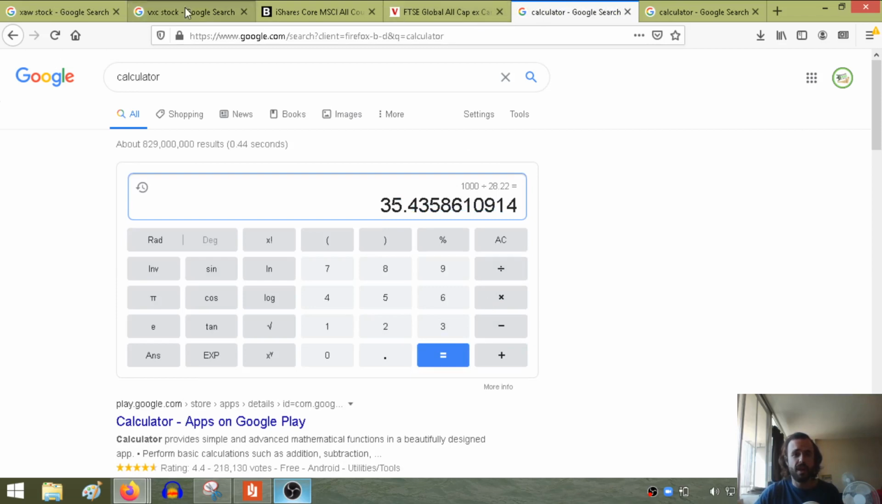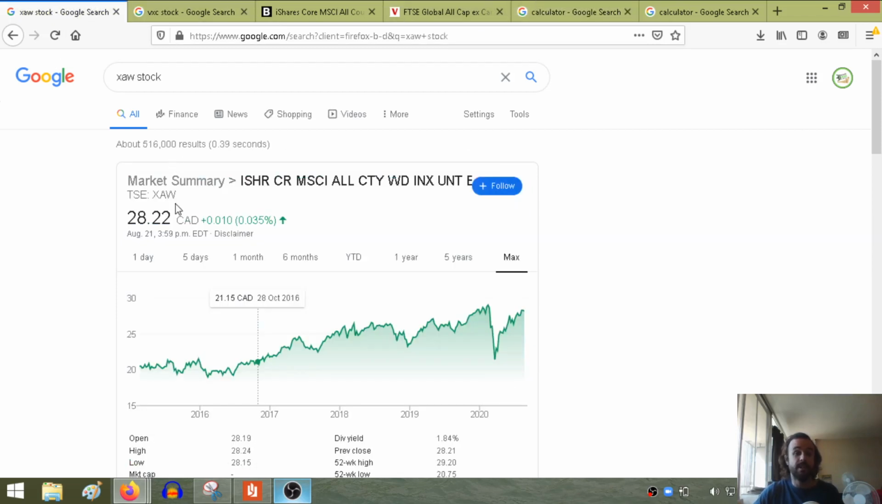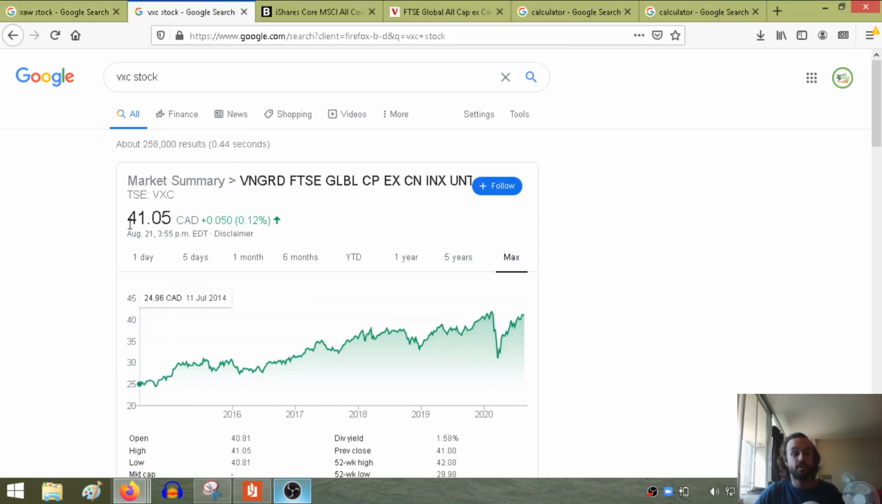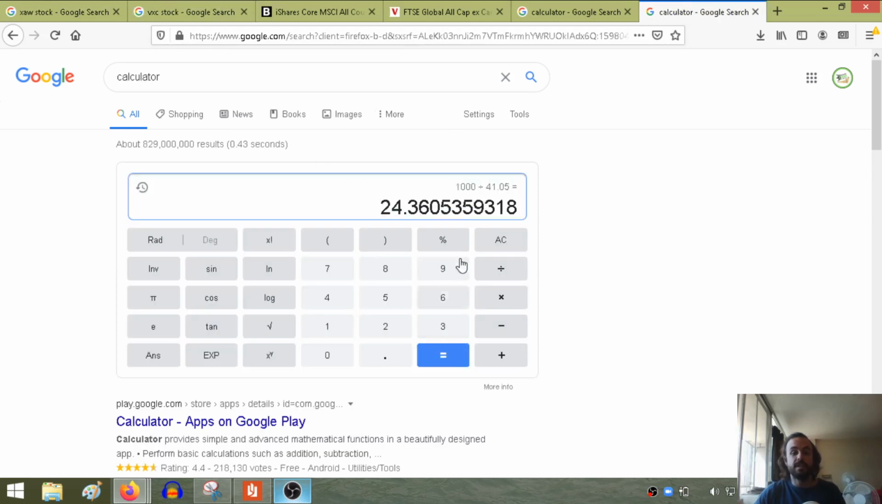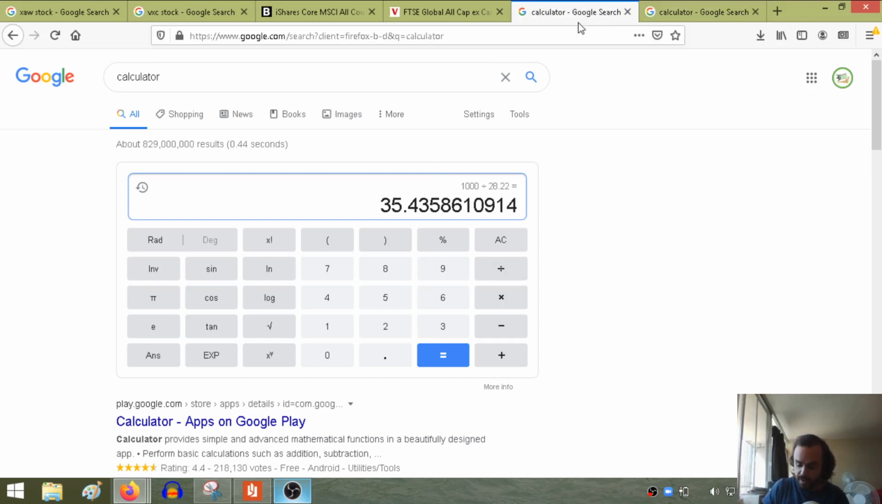So with $1,000, you can buy 35 shares of XAW. And then if we were to look at the difference, $1,000 to buy shares at $41.05, with the same $1,000, you'd only be able to get 24 shares. Now, again, these are not bad numbers or anything like that, but this is just to consider that the price does make a difference on the ability to actually buy in the first place. And then let me write these down, 24.3 for VXC, and then 35.43.